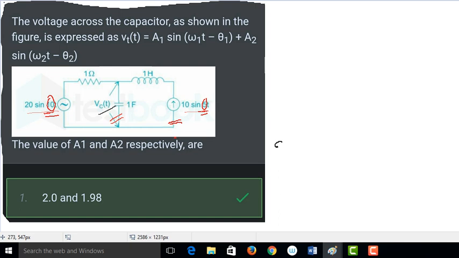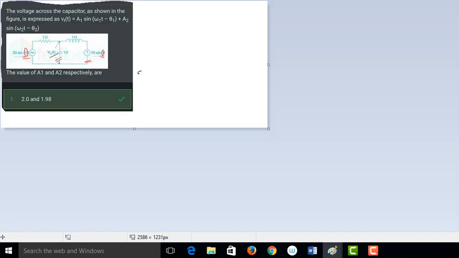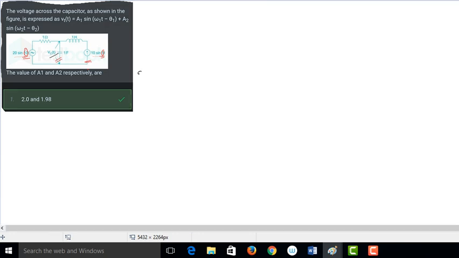So consider one source at a time. Now let us say in the first case we are considering the voltage source, that is 20 sine 10t. This source we are considering.